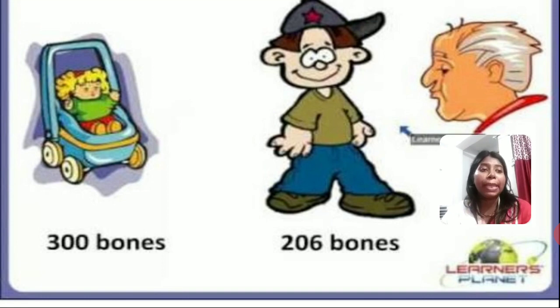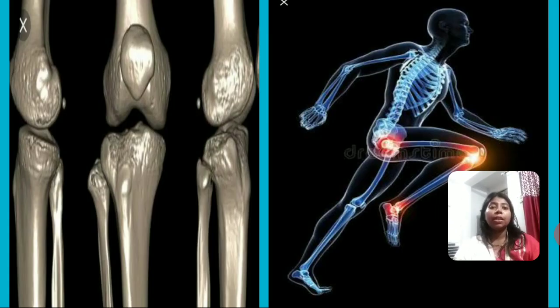Then for a baby we have 300 bones, and when the baby starts growing into an adult, we have 206 bones. Clear? And see here. You can see the very first picture. This very first picture is a picture of two bones. When these two bones meet, it is called a joint. And in the second picture, you can see the different joints in your leg portion.